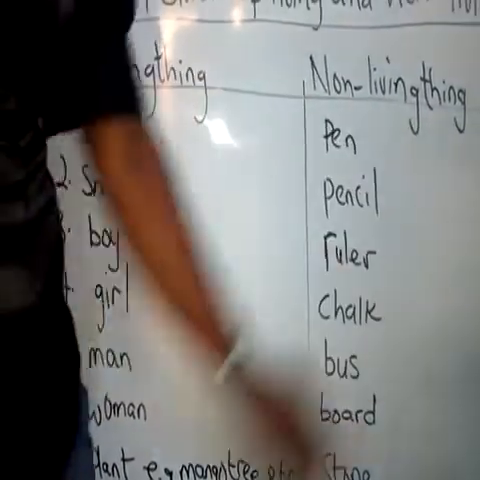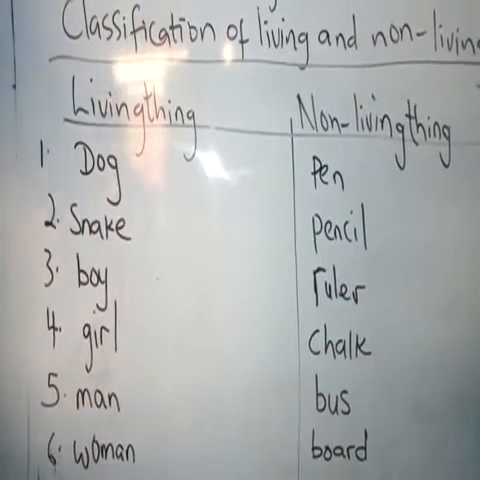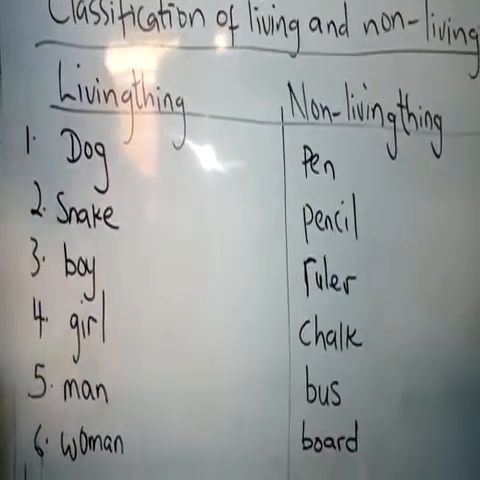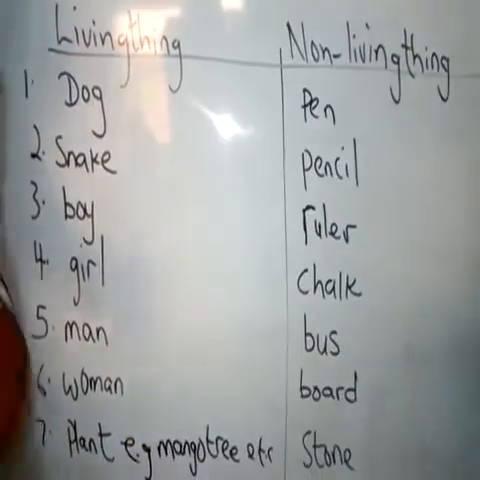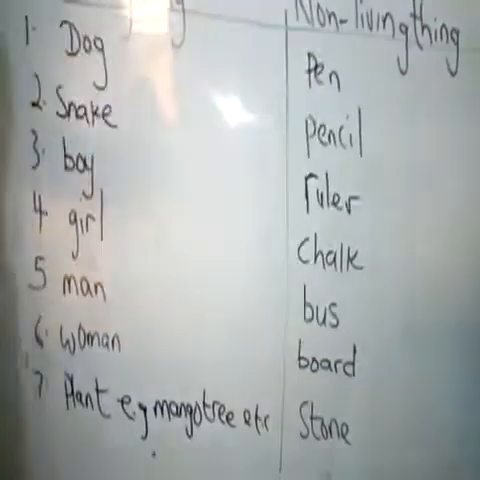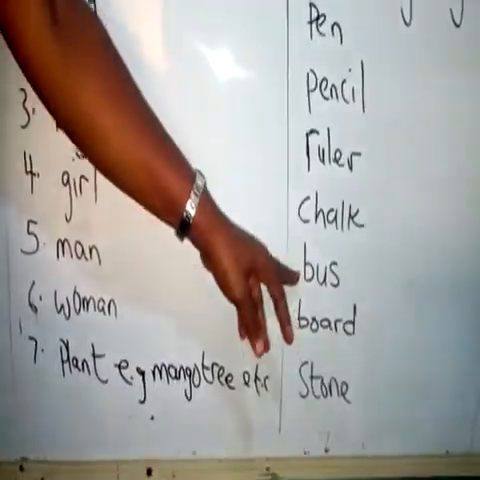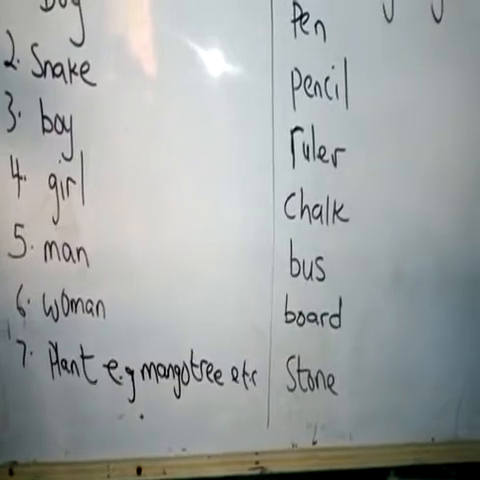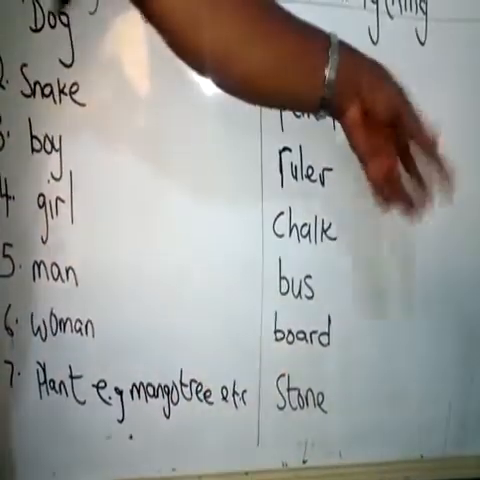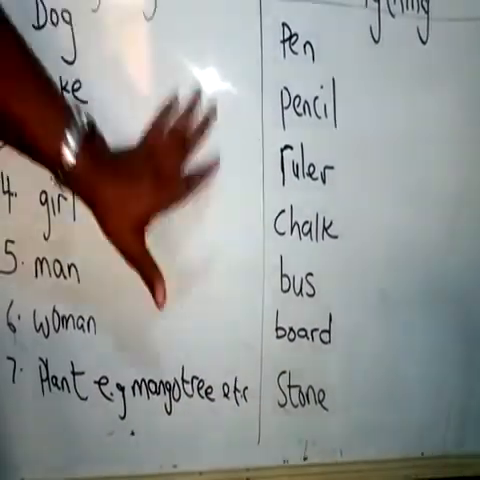Then let's come to non-living things. We have our pen. We make use of our pen. If we don't use it, it can't use itself. We have pencil, ruler, chalk, bus. If you don't move the bus, it will not move from that place. We have the board we are using to write. Of course, it's a non-living thing.